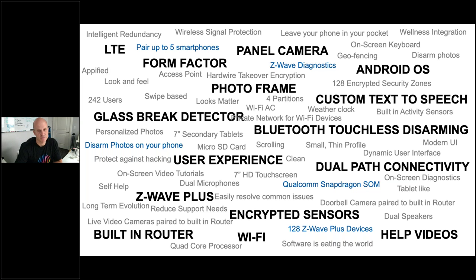All right. And you are correct. It will only pair to one of the partitions. There you go. So it can only control one partition. A user code can control multiple partitions, but a Bluetooth phone, a device like a key fob or a phone, is going to be assigned to a specific partition.